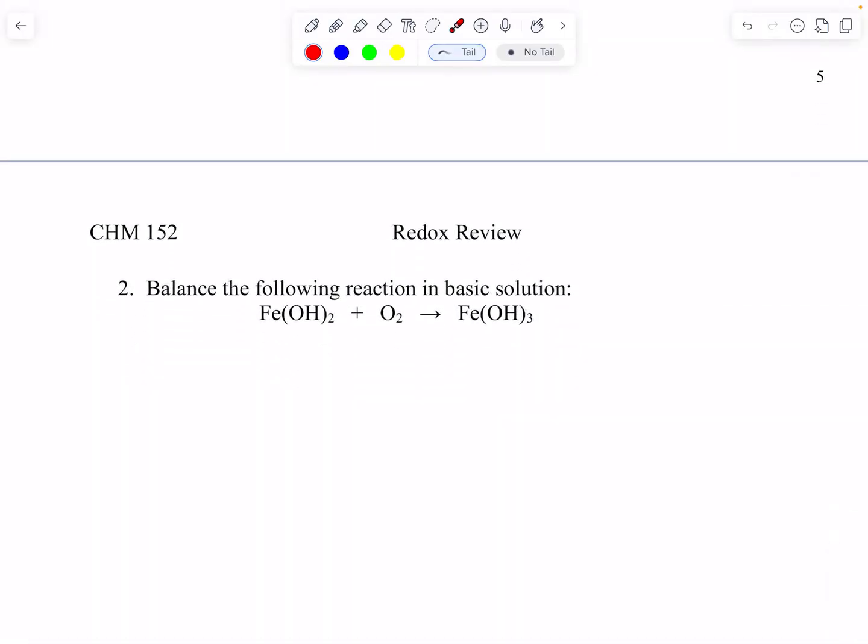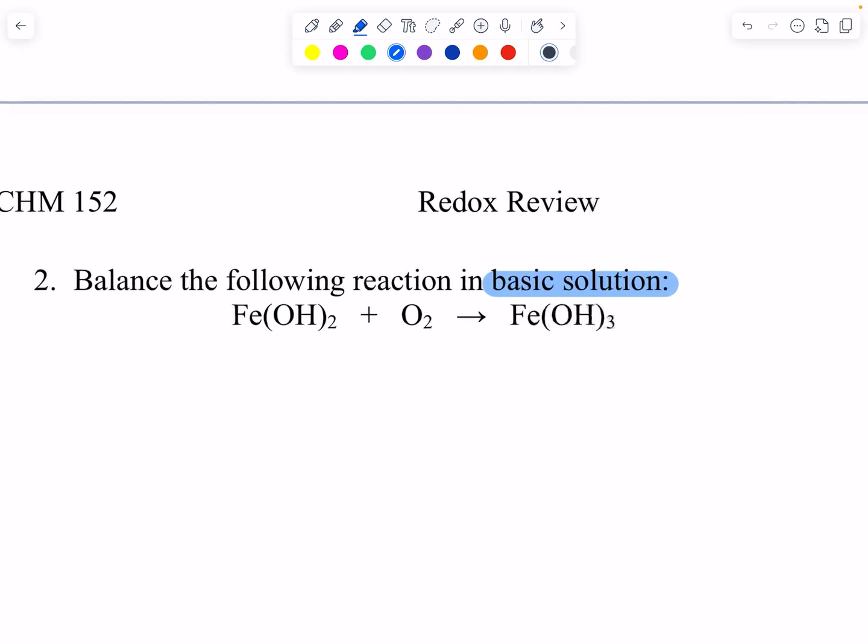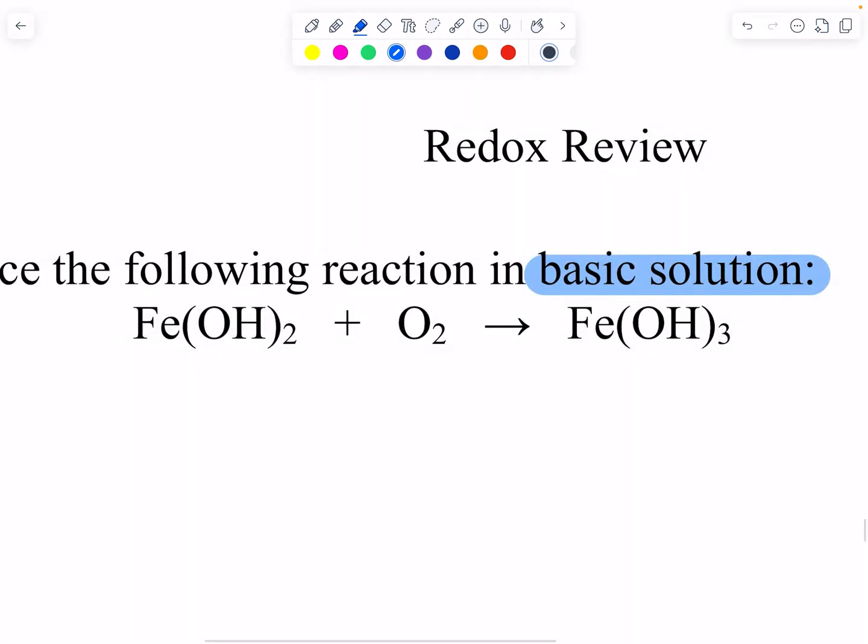Balance the following reaction in basic solution. All right, that's important. So we're going to highlight this in basic solution. All right, and there's going to be a couple ways to do this. Now, first, I'm going to zoom way in.